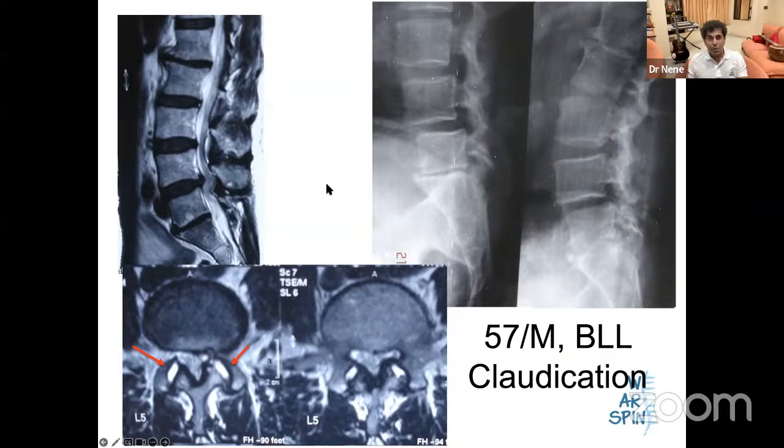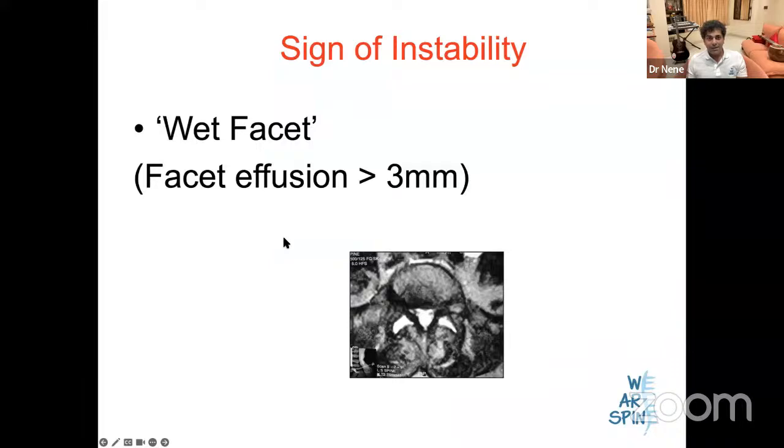And of course, I could decompress more than that. So any facet joint which has more than 3 mm of fluid would be considered a wet facet, and it is a sign of instability. Any questions?